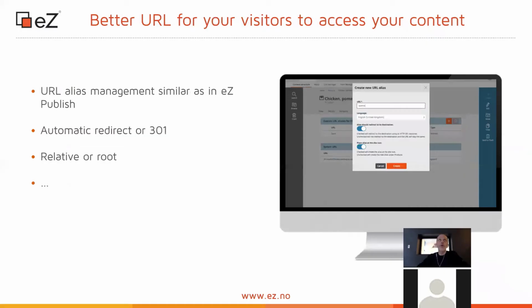For those who don't know URL alias, it's a way for an editor to create new URLs for any resource in the repository of Easy Platform, so that users can use those URLs to access the content. You can decide if you want an automatic redirect or a 301 redirect. You can place this new URL under the root of your website, which is the usual use case, or you can keep it under the current directory structure you are in.